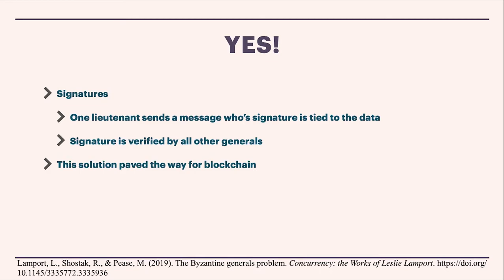Tying back to the allegory, the general that wants to send out the message signs the message, copies it, and sends it to all the other generals. And the other generals verify that the signature is true, copy it, and then send it to the other generals, and the other generals do the same. So in this case, all the nodes can verify that the signature is real, and if the signature is forged, it's rejected. And this solution created the inspiration for blockchain.